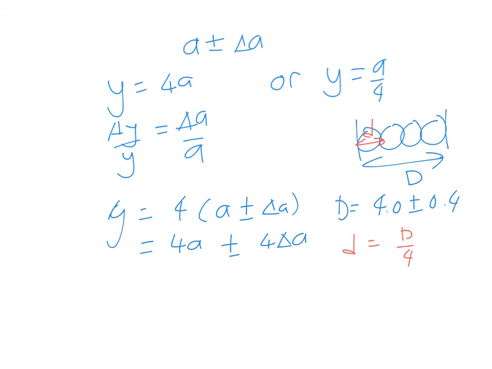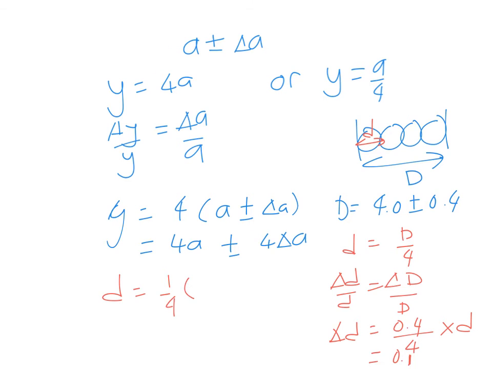So using the long way, you will write delta d over d equals delta big D over big D, which will give you delta small d as the delta big D, 0.4, over the big D, which is 4, then times the small d, which gives you 0.1. Alright, now the shortcut is to basically just take the 1 over 4 out and then put the 4.0 plus minus 0.4, and you will end up with 1.0 plus minus 0.1. So you will end up having the same uncertainty if you use both methods.